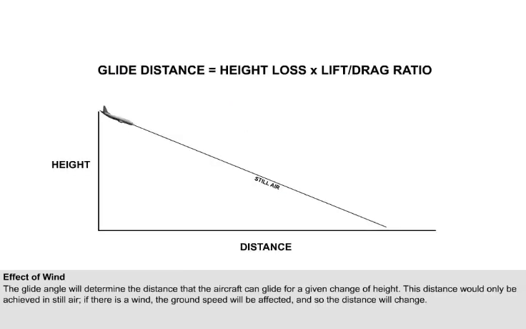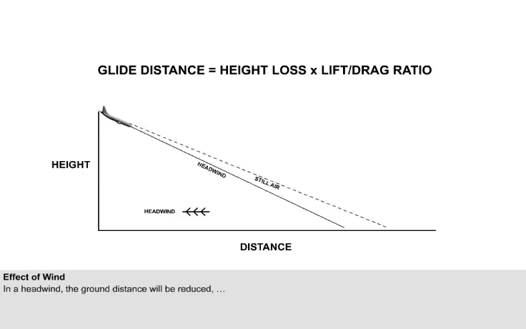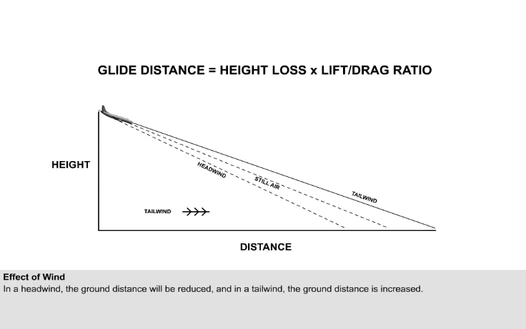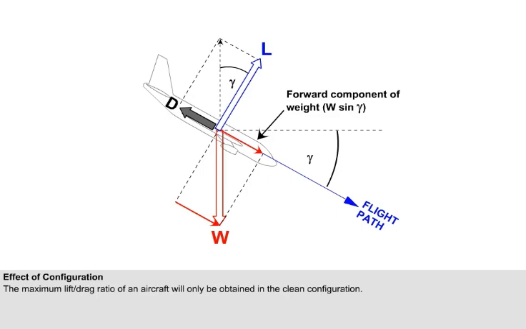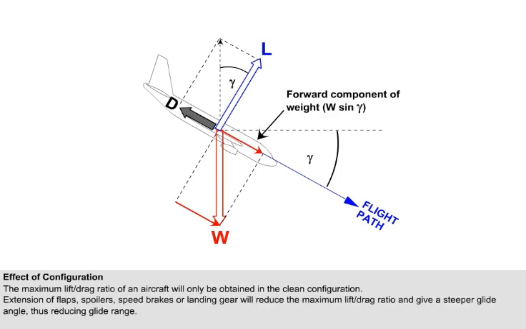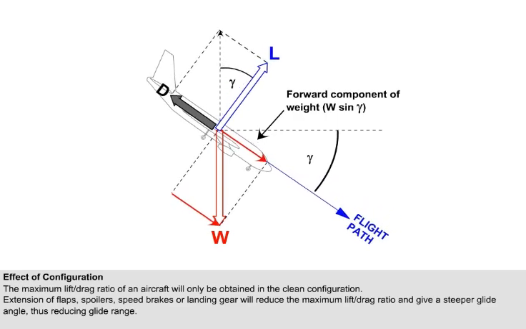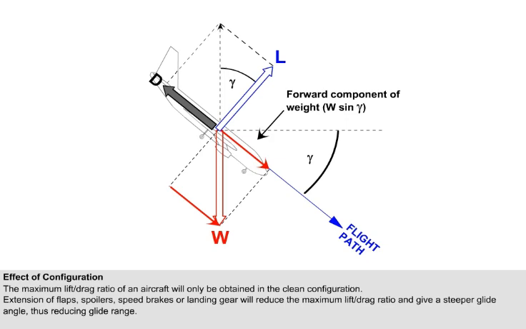The glide angle will determine the distance that the aircraft can glide for a given change of height. This distance would only be achieved in still air. If there is a wind, the ground speed will be affected, and so the distance will change. In a headwind, the ground distance will be reduced. And in a tailwind, the ground distance is increased. The maximum lift-drag ratio of an aircraft will only be obtained in the clean configuration. Extension of flaps, spoilers, speed brakes or landing gear will reduce the maximum lift-drag ratio and give a steeper glide angle, thus reducing glide range.